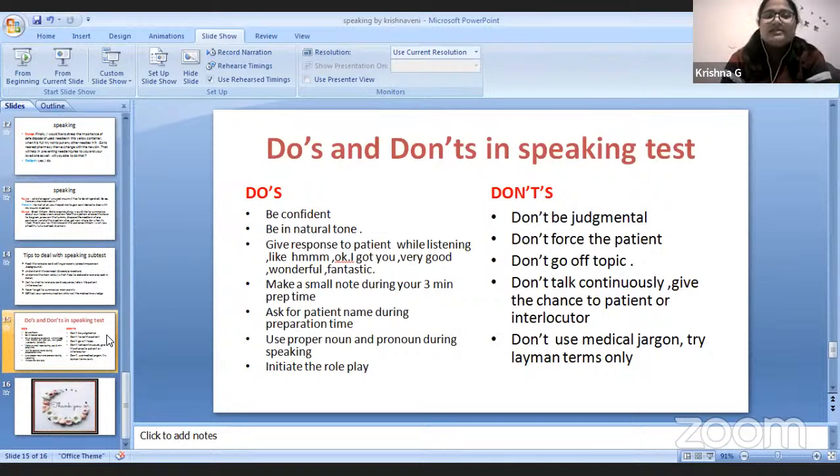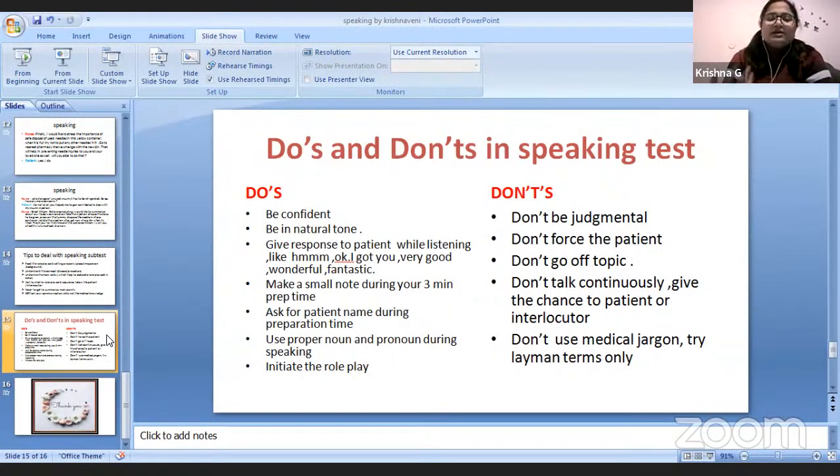So better always give sound or voice to the person whom you are speaking with. Then make a small note during your 3 minute preparation time. When you have 3 minute preparation time, collect as much information as you can, but never write long sentences. Try to write a small note or hints kind of thing.